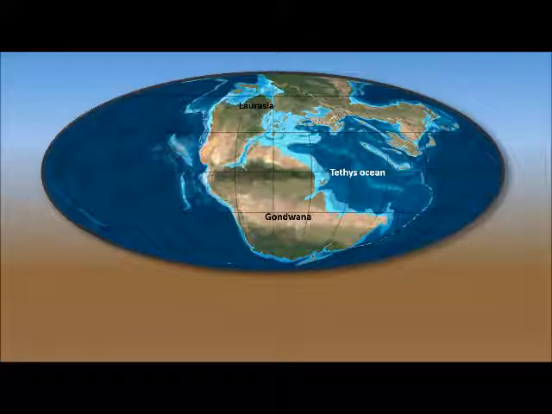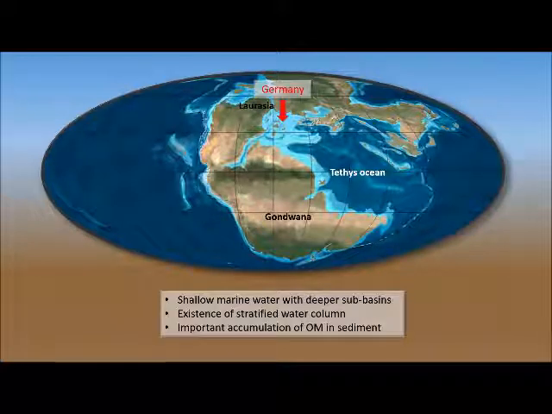So you have 2 major continental landmasses, 2 big oceans, one on the outside here, and the Tethys Ocean. And Germany is about there. So it's in shallow marine environments with deeper subbasins. Well, again, stratified water column, that's a very important keyword here. And important accumulation of organic matter in the sediments. And actually during this time of the Jurassic, there is a very important petroleum source rock depositing in Europe. One of the most important that people are looking at when they go in the North Sea.